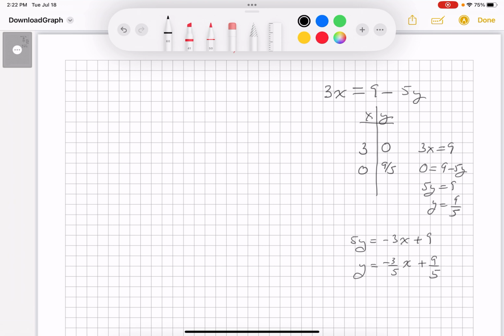Let me repeat what I did. I added 5y to both sides, I subtracted 3x from both sides, and I divided both sides by 5, all right? Now, granted, you can plug the numbers in if you want. For example, 0 would give you 9/5. We're expecting that. By the way, looking at this equation, if I took x to be 3, what would you get? Minus 9/5 plus 9/5, which is 0.